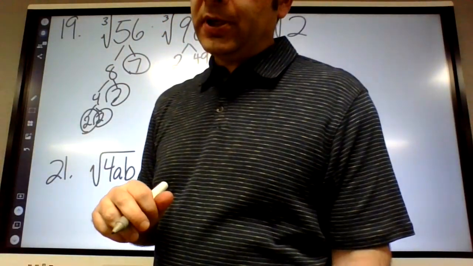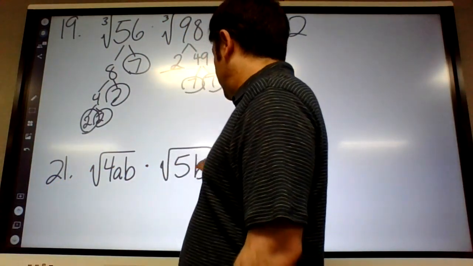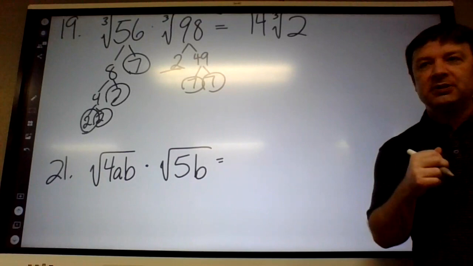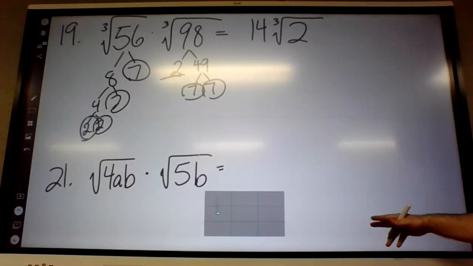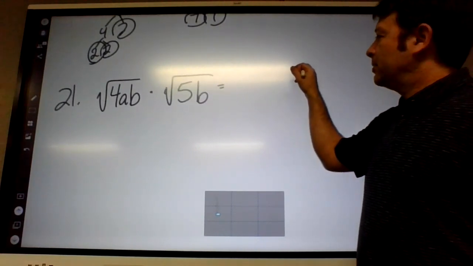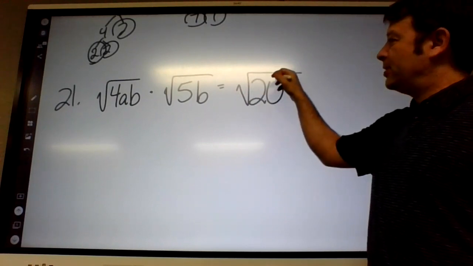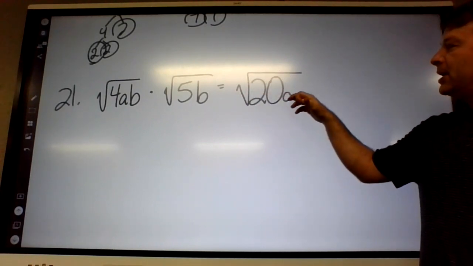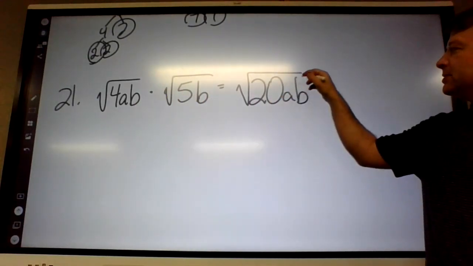Square root of 4ab times the other one. Okay, let's see. James, what do you think we'll get if we multiply those two together? 20. Yeah, but it'll still be in the square root, right? So it's square root of 20a. b times b is b squared.